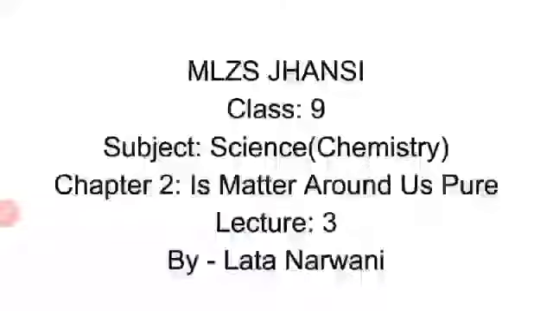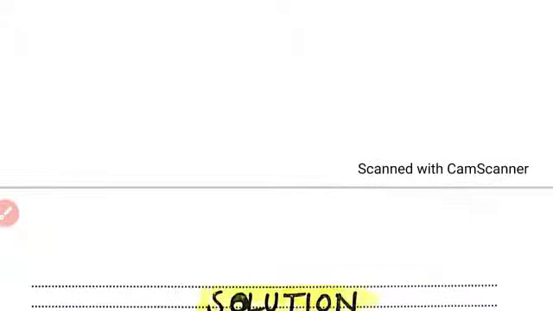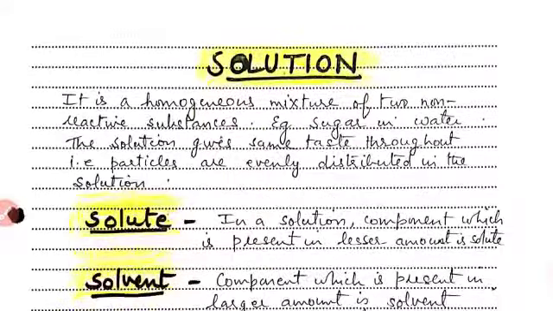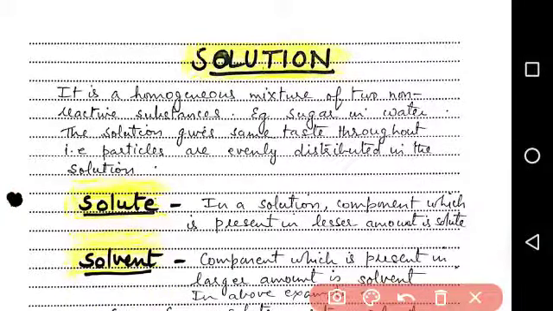Children, last time we had discussed the difference in the properties of a compound and a mixture. Today we will be discussing some more topics. So our first topic is solution. Now what is a solution? It is a homogeneous mixture of two non-reactive substances.